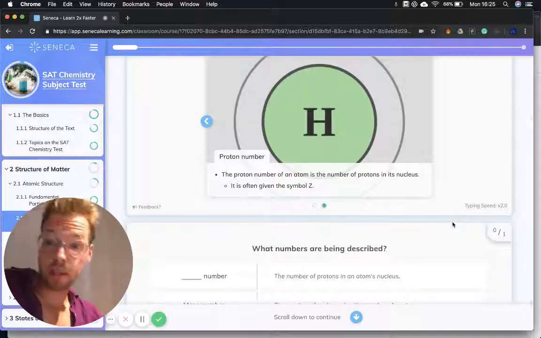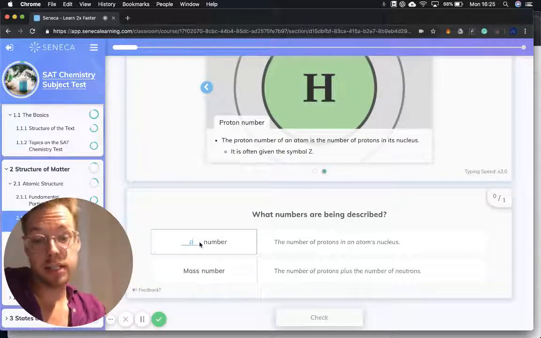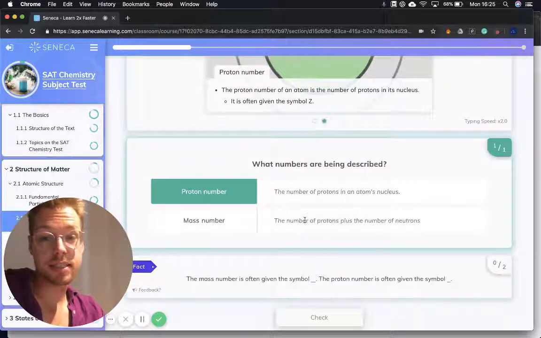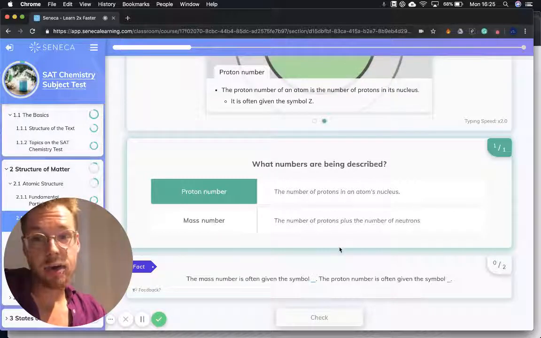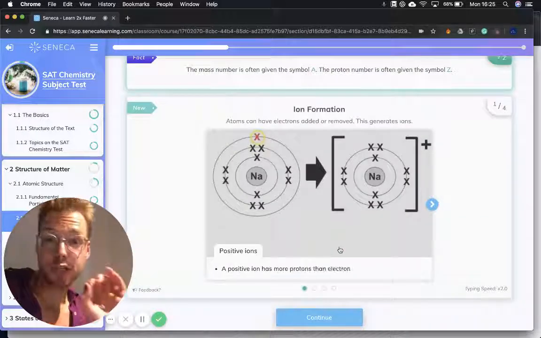So those are the two key numbers that you need to know: the mass number and the proton number. The proton number is the number of protons in the nucleus, and the mass number is the number of protons plus the number of neutrons. The mass number is often given by the symbol A and the proton number is given by the symbol Z.